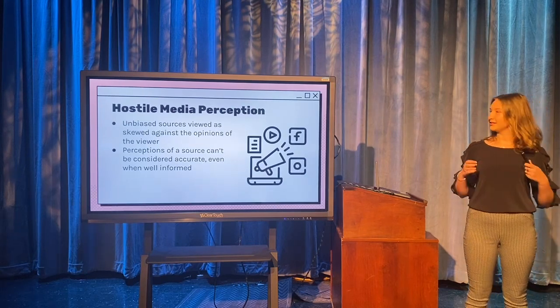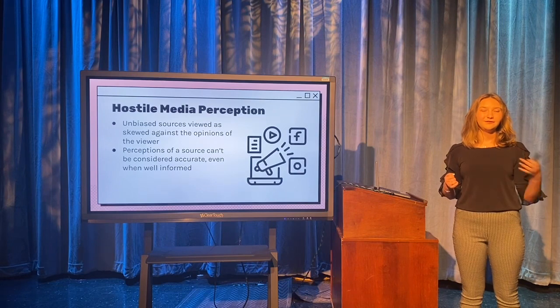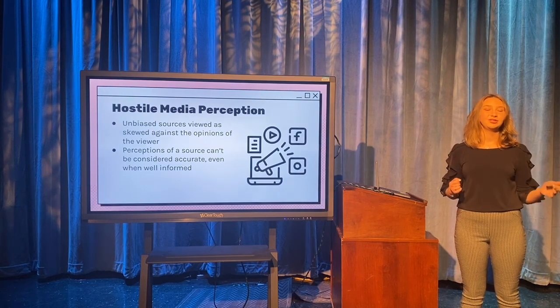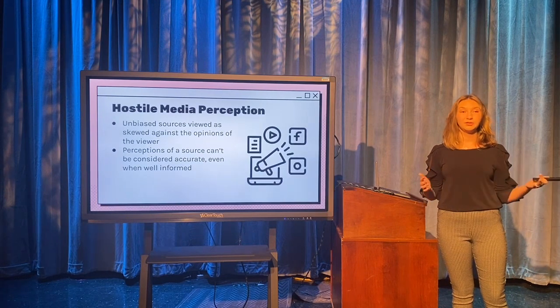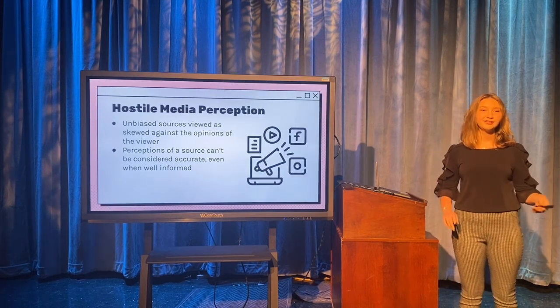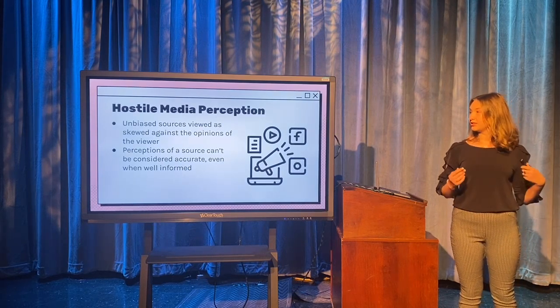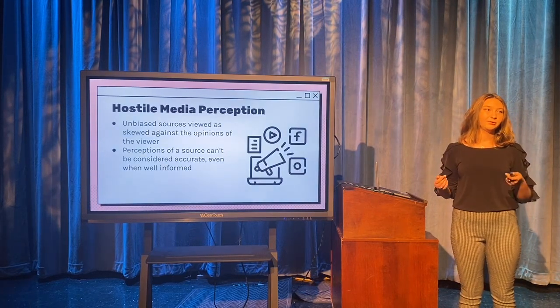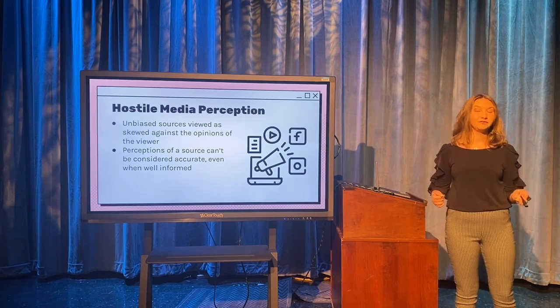There is this process called hostile media perception in which even if a source is completely unbiased, you are going to view it as biased against yourself. It doesn't matter what your political view or ideology is, you inevitably view it as hostile against you. And this goes with something called social judgment theory, which basically means that you are likely to reject a source that doesn't already work with your current viewpoint.